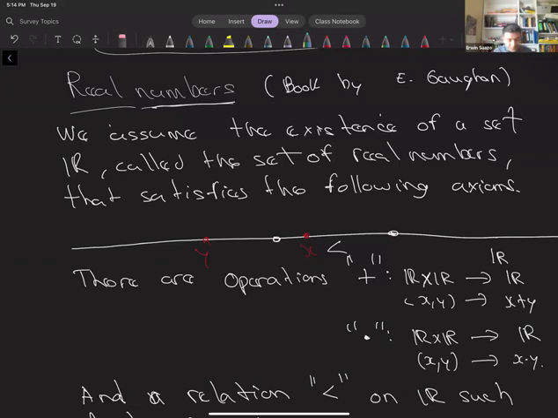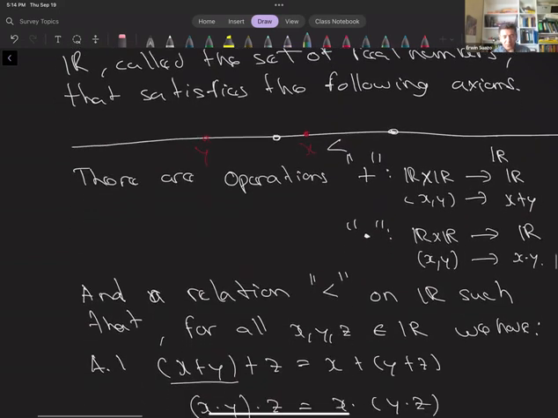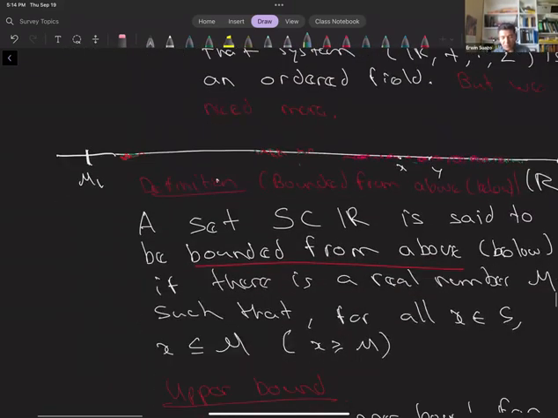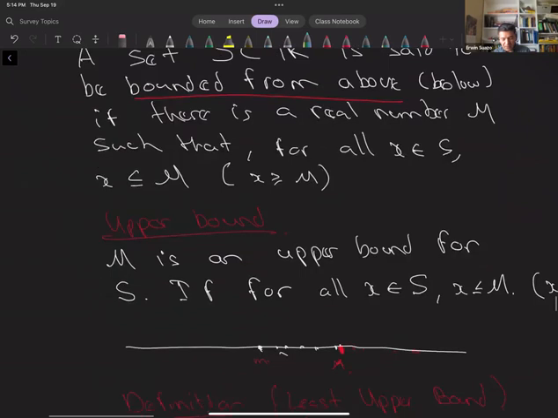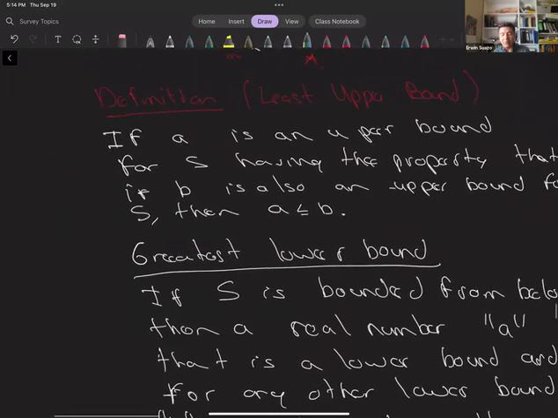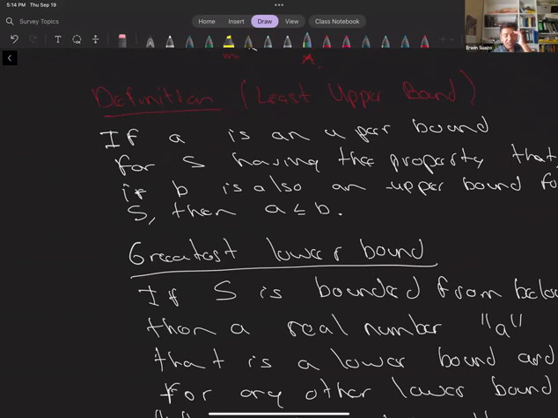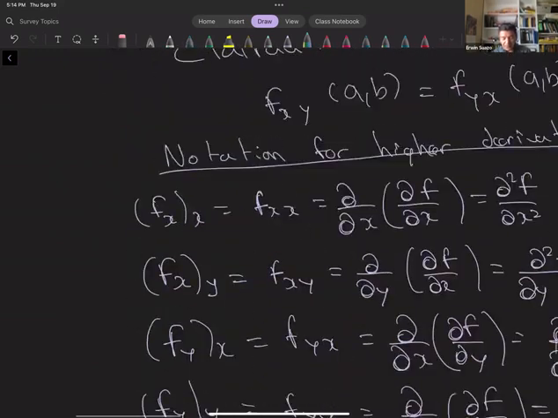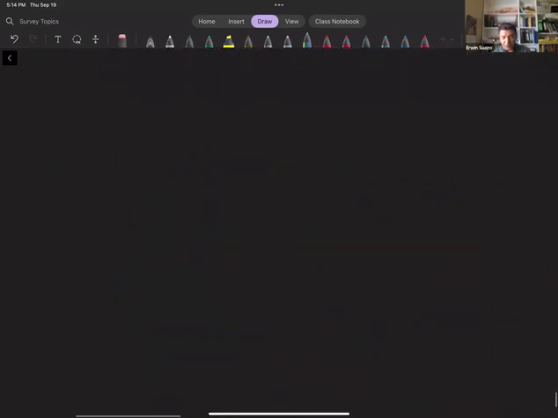Okay, so what we're going to do. We introduced real numbers last time, and the axioms, and we did the least upper bound and the greatest lower bound. Okay, why is that important? Because we did that, let me discuss it.